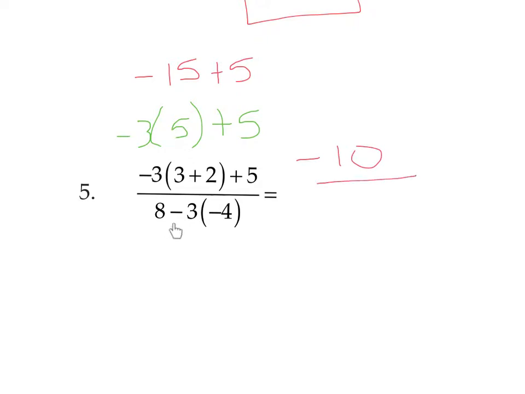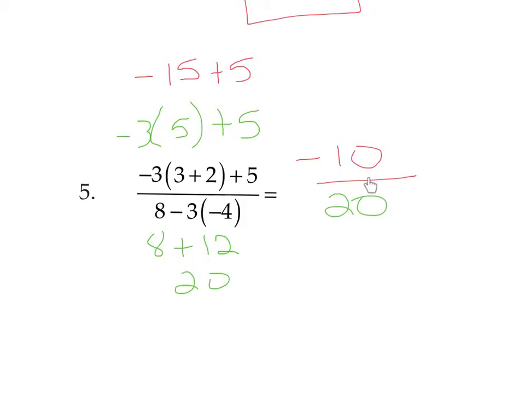Now we're going to simplify the denominator. This is multiply, this is add. Multiply comes first. So when I multiply -3 times -4, I get +12. I haven't used the 8 yet. 8 plus 12 is 20. So I end up with -10 over +20.